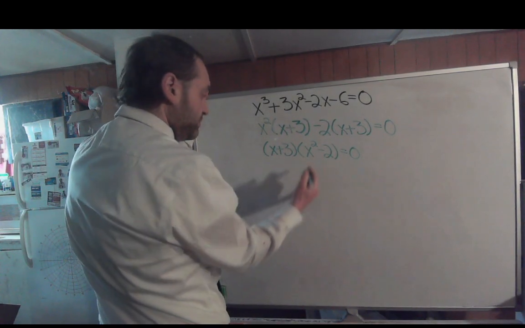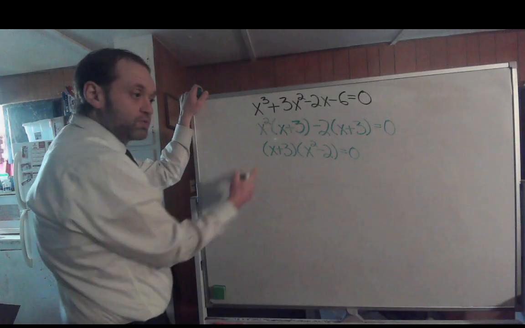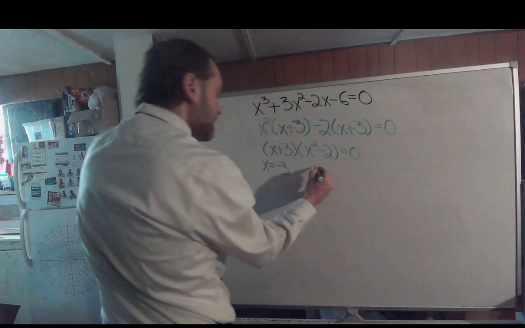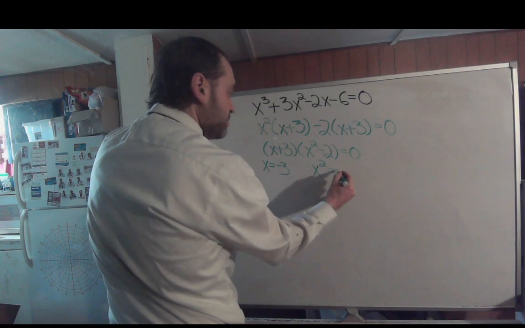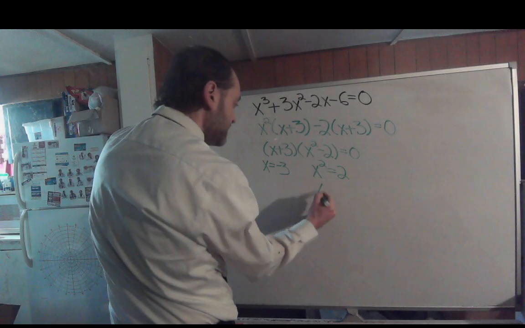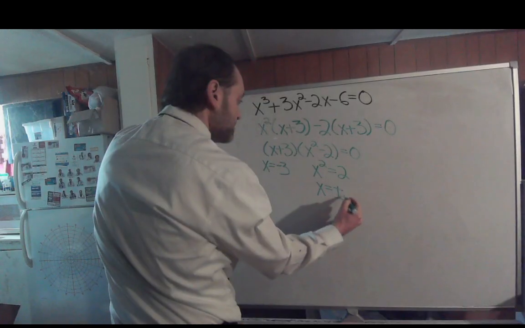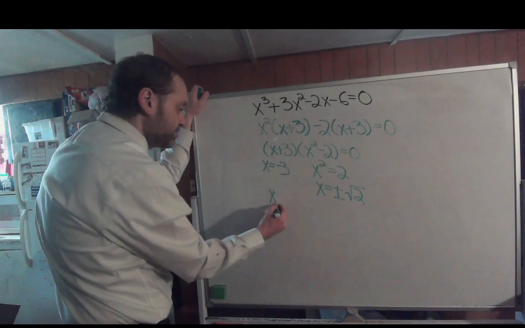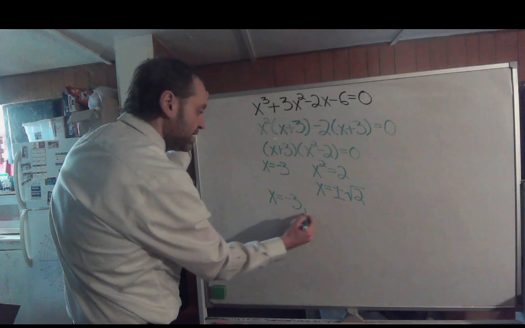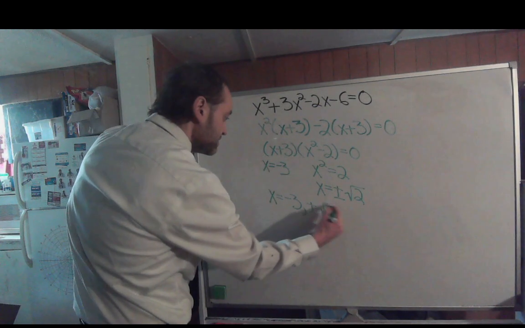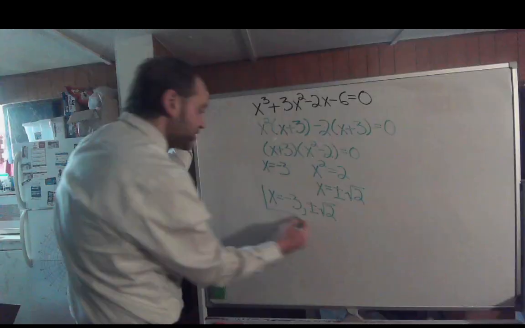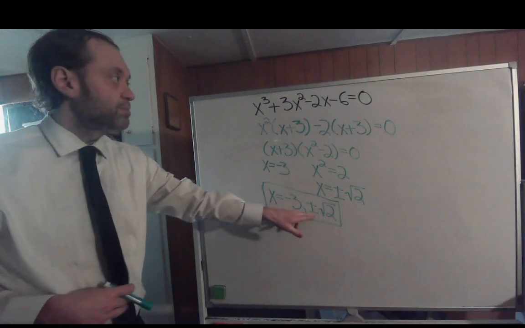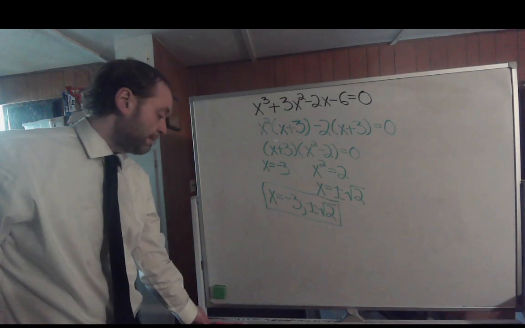Or you can just solve for it. So x plus 3 equals 0, you would get x equals negative 3, right? Now, x squared minus 2 equals 0 would give you x squared equals 2, which means x would equal plus and minus the square root of 2. So you have three real values. X would equal negative 3, and then plus and minus the square root of 2. Those would be your three real solutions to x.